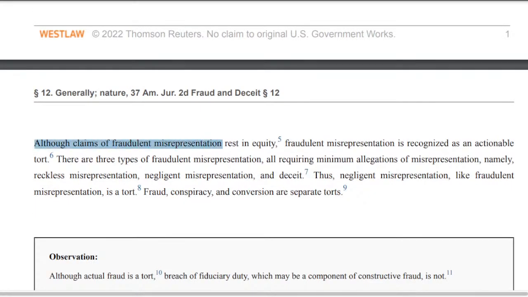Although claims of fraudulent misrepresentation rest in equity, fraudulent misrepresentation is recognized as an actionable tort. There are three types of fraudulent misrepresentation, all requiring minimum allegations of misrepresentation, namely reckless misrepresentation, negligent misrepresentation, and deceit. Thus, negligent misrepresentation, like fraudulent misrepresentation, is a tort. Fraud, conspiracy, and conversion are separate torts.